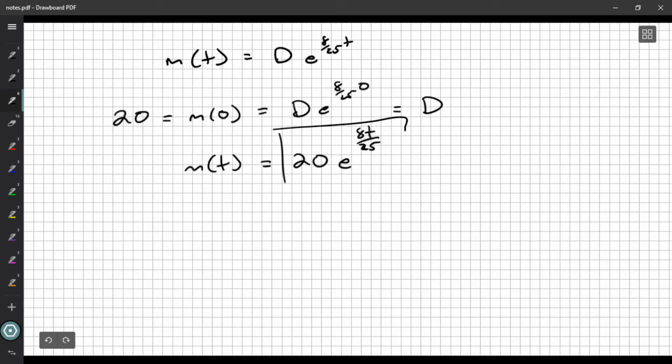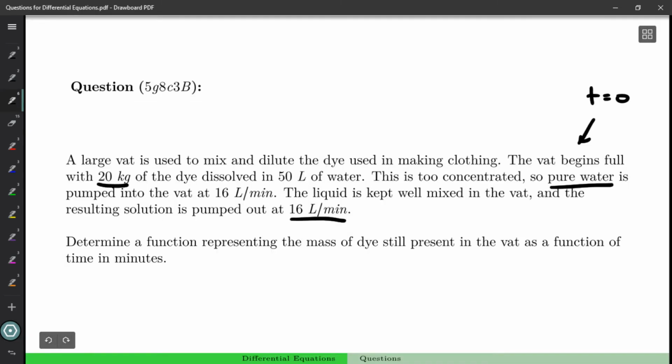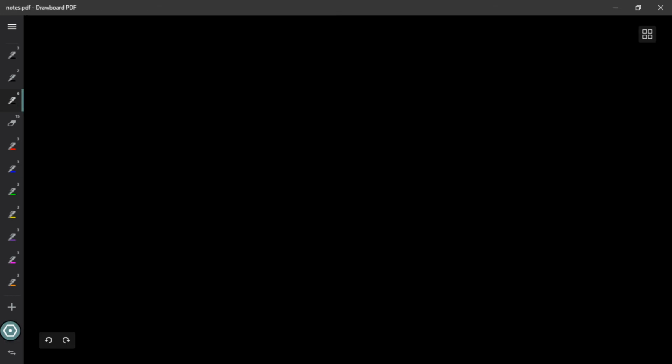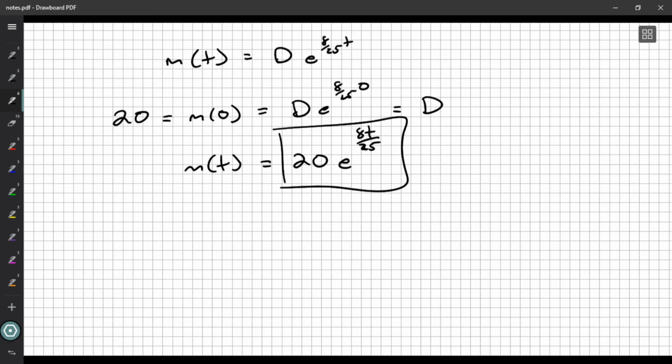That function models the mass that is currently dissolved in the solution that's in the vat, the 50 liters in the vat. And we didn't have to do anything with that. We didn't have to find another value. We just wanted to find a function. So there we go: 20e to the minus 8t/25.